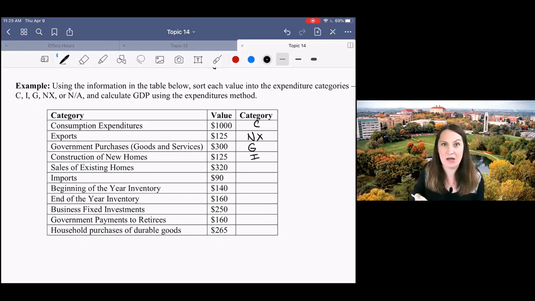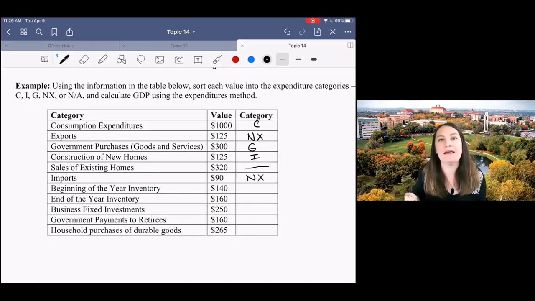Sales of existing homes does not count towards GDP. Remember, what we're trying to do is to measure everything that's being produced in this time period. And if I transfer a home, somebody owns it, now somebody else owns it, I have not produced anything. Same with a car, right? You have a car, you sell it to someone else, nothing new has been produced, nothing new has been created, and that will not count towards GDP. All right, imports, it's going to go into net exports.